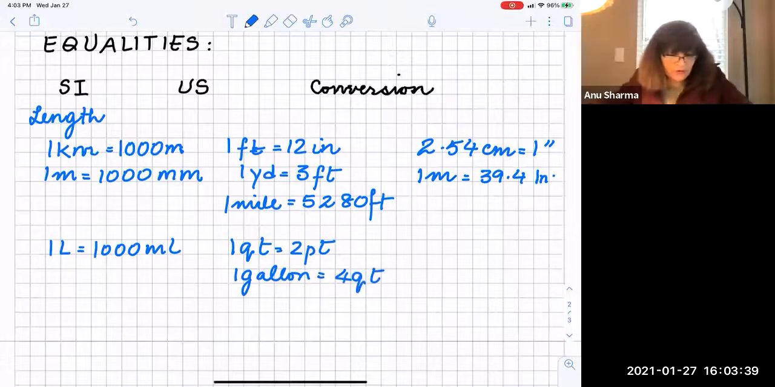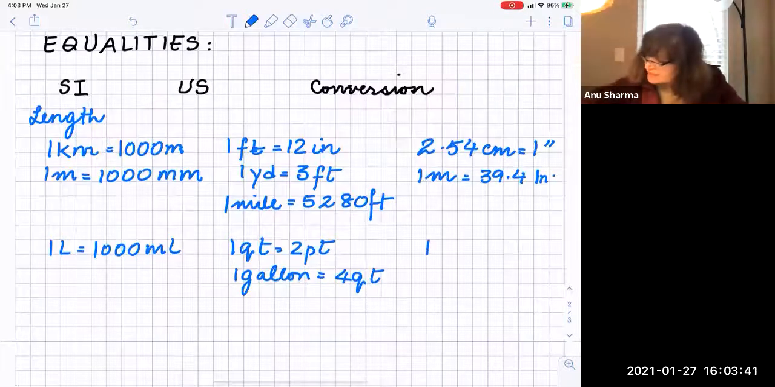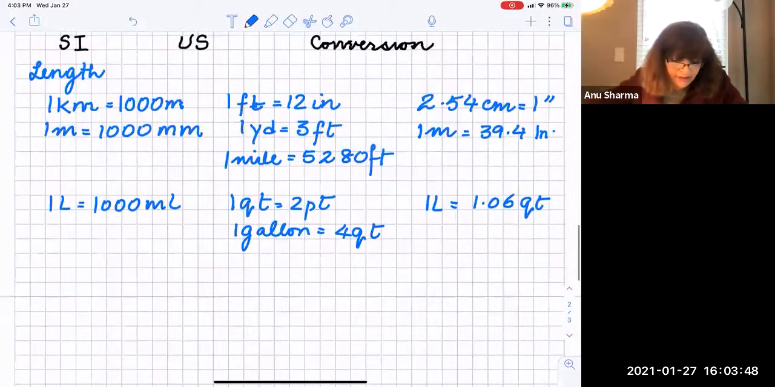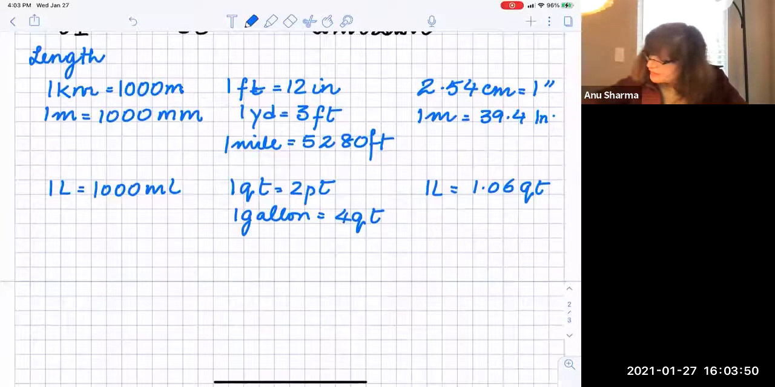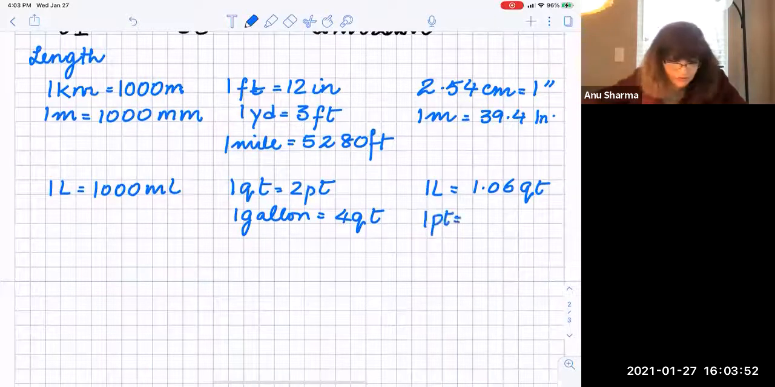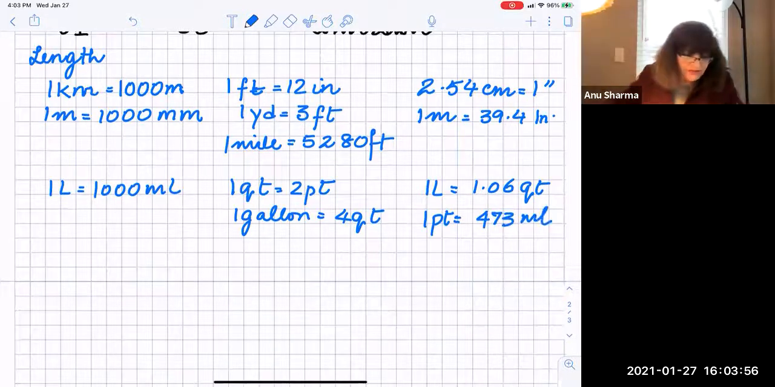Okay, so how do we equalize this? So 1 liter is equal to 1.06 quarts. So these have now been universally applied and used. So 1 pint is equal to 473 milliliters. Okay, so these are the basic ones.